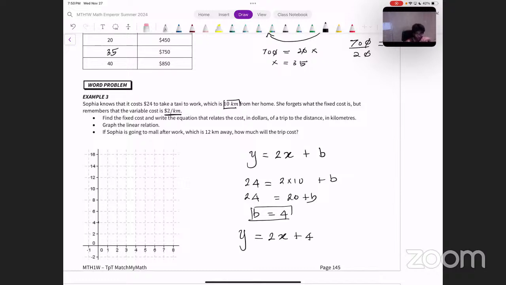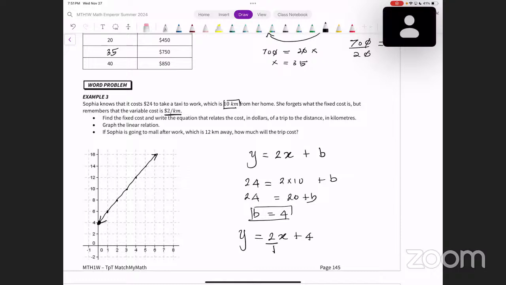How do I graph that? The y-intercept is the starting point, and the slope 2 means rise 2 units, 1 unit to the right, 2 units, 1 unit to the right. So that's going to be my line. Are you guys following that picture? Hello? Yeah.